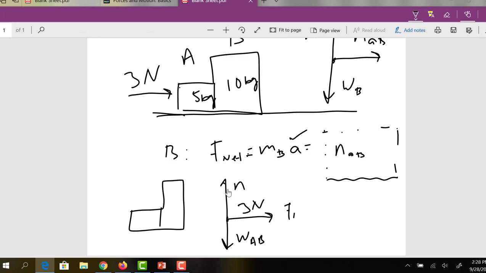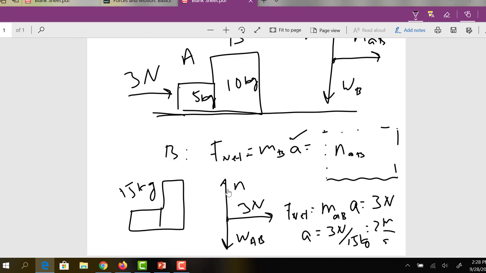I could say that the net force is mass AB, I'll call it, times the acceleration. And then what's the actual outside force? Well, from the free body diagram, it's just 3 newtons. So I can get the acceleration then. So mass AB, that's this 15 kilogram system. Okay, so then the acceleration would be 3 newtons divided by 15 kilograms. 2 meters per second squared. So the system's accelerating at 2 meters per second squared.